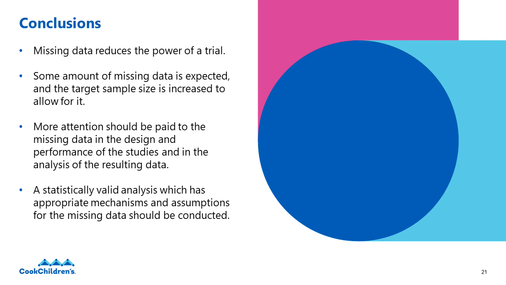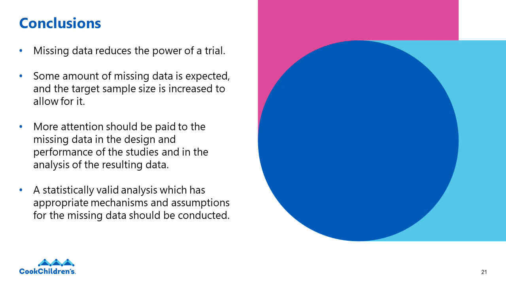All right, so in conclusion, missing data reduces the power of a trial. Some amount of missing data is expected, and the target sample size is increased to allow for it. However, more attention should be paid to the missing data in the design and performance of the studies and in the analysis of the resulting data. The best solution to the missing data is to maximize the data collection when the study protocol is designed and the data are collected. Application of sophisticated statistical analyses should only be performed after the maximal efforts have been employed to reduce missing data in the design and appropriate prevention techniques have been used.